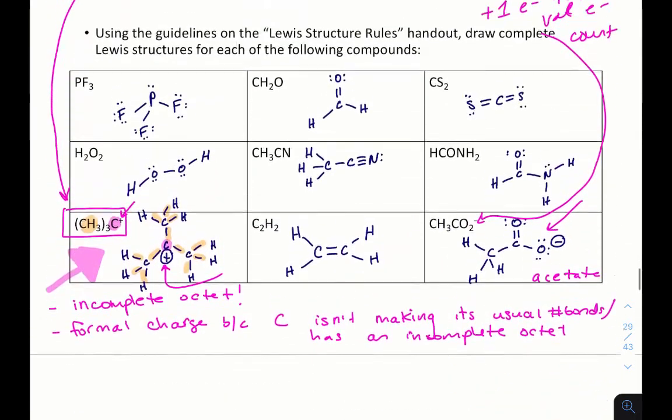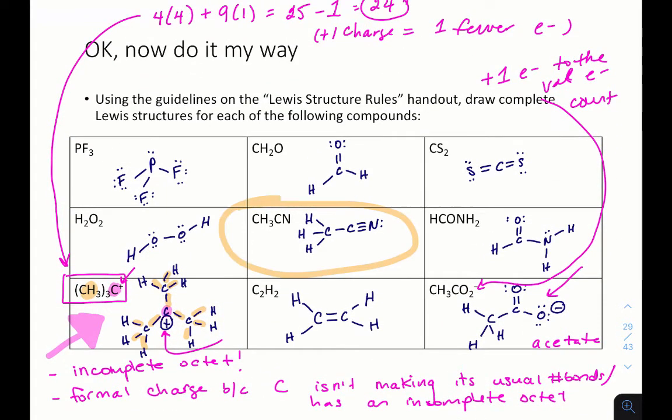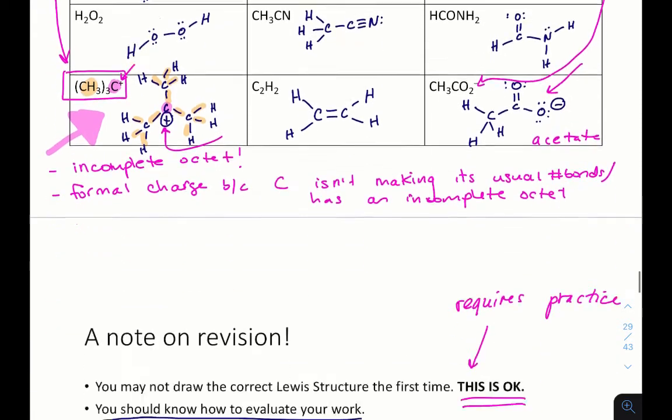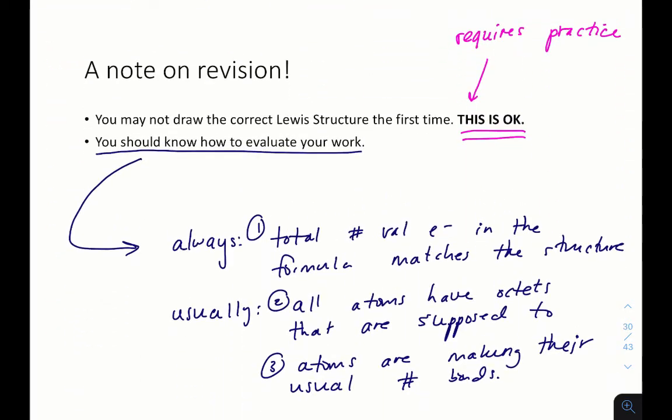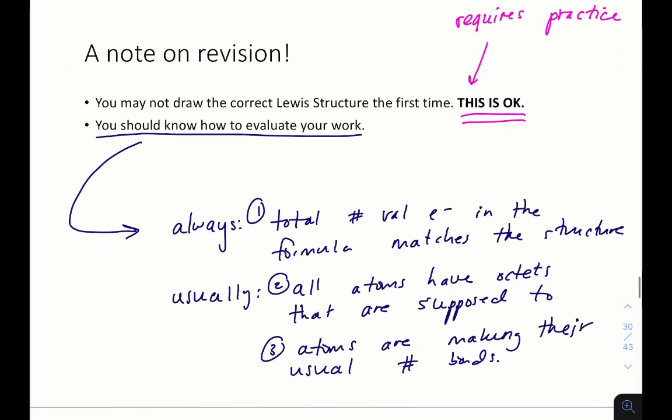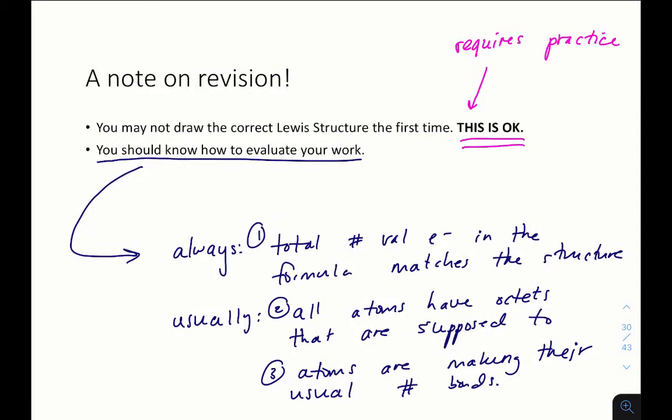We have clues in the formulas. There was a clue in this formula. There's a clue in this formula. There's a clue in this formula. Look, CH3. It tells you there should be a CH3 here. So look for your clues and trust yourself. So again, it's okay to be wrong the first time. Learn how to revise. Good talk.